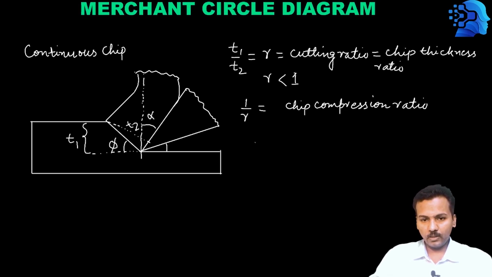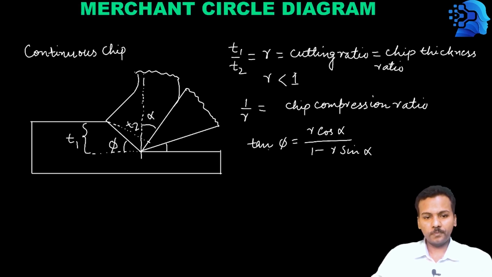The relationship between the shear angle, cutting ratio and rake angle is tan phi equal to R cos alpha upon 1 minus R sin alpha. Now let us think about the forces that are acting on the chip.